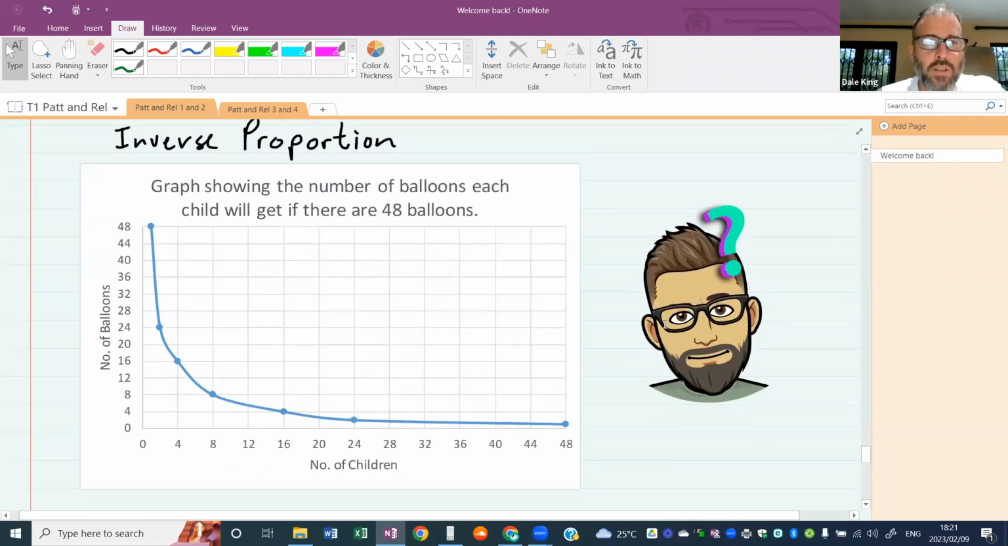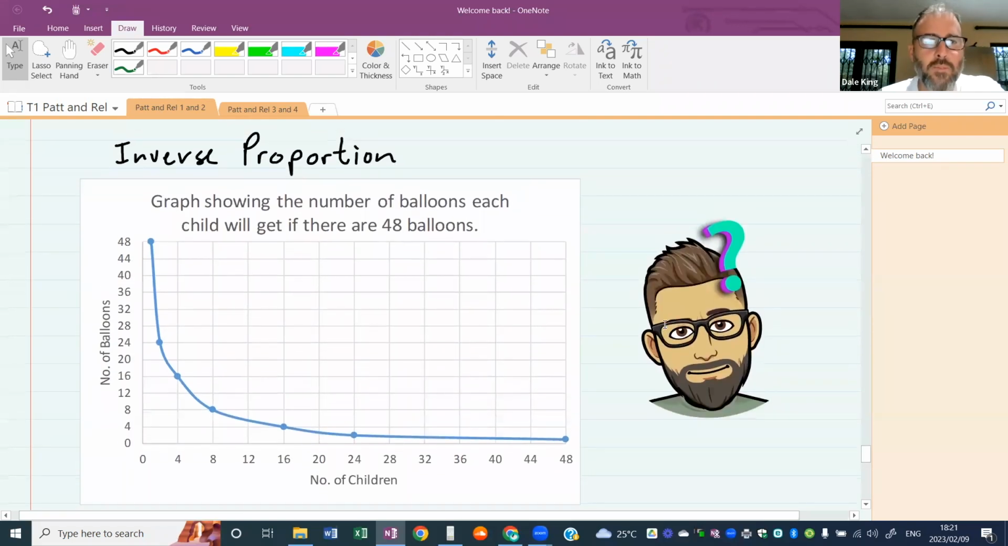Here's an example of an inverse proportion. A graph showing the number of balloons each child would get if there are 48 balloons. So you're going to have to give away 48 balloons, no matter if there's one child or if there are 48 children. If there's one child at the party, he's going to get all 48. If there are two children at the party, you're going to have to split the 48 up into two, and each child will get 24. All right, etc., etc.